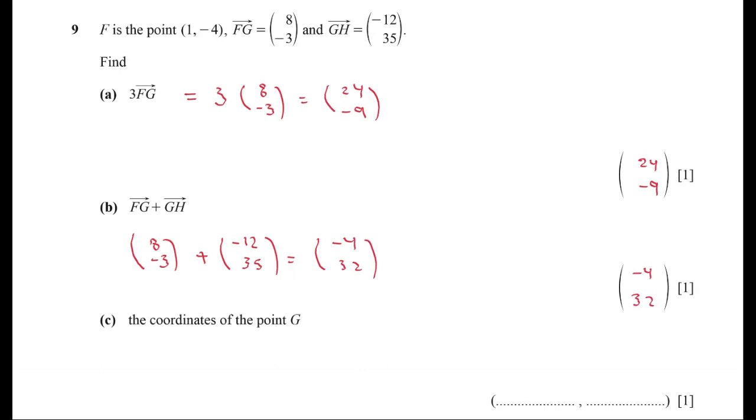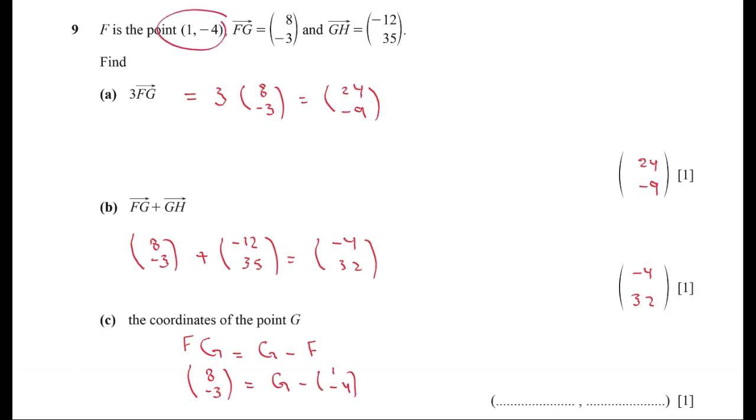The coordinate of the point G. To find the point G, we know that Fg is equal to G minus F. Fg equals 8 and negative 3, which equals G minus F. I don't know what G is. F is equal to 1 and negative 4. As you can see in the problem, F is given.